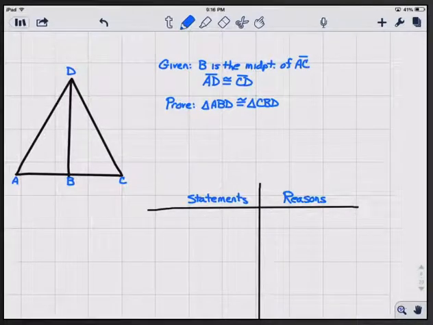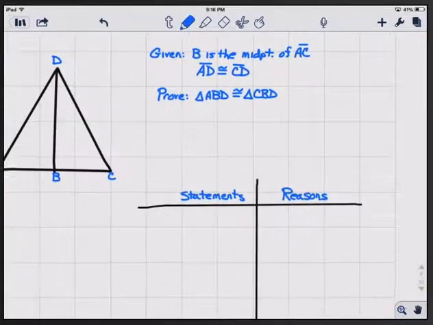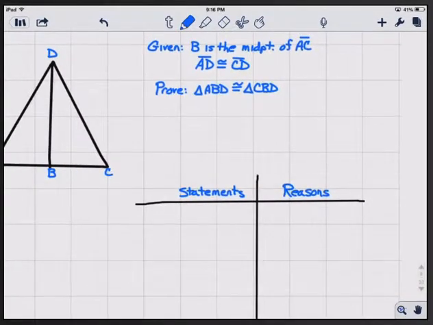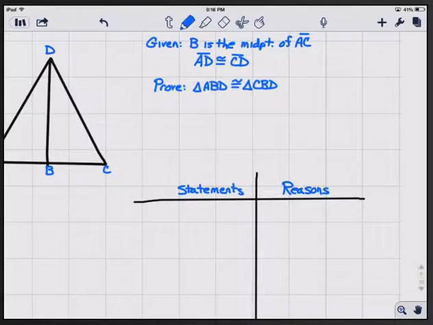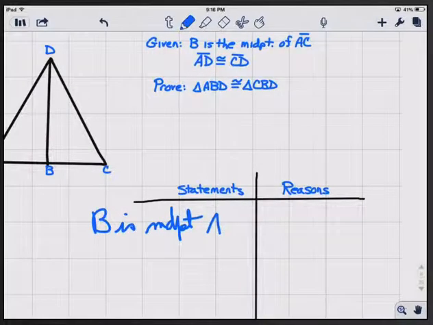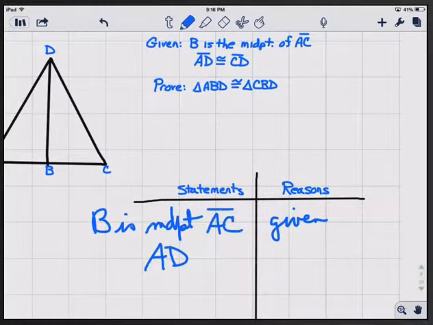Okay, starting with the next problem, which is a proof. To prove two triangles are congruent, we are always going to start with the given information. So we're going to say B is the midpoint of segment AC, given. And segment AD is congruent to segment CD, given.